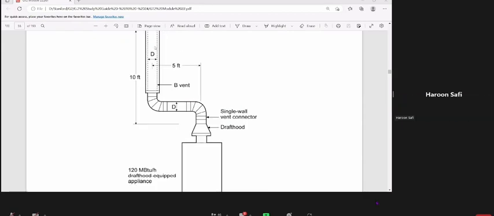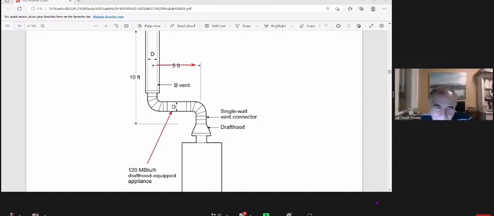Look at here, sir. This one is the same as previous. First, we gave you the height, which is 10. The lateral is 5. What type of appliance? It's draft hood equipped, natural draft. What type of connector? Single wall connector. What type of vent? B vent. So I have B vent, one appliance, natural draft, single wall connector.